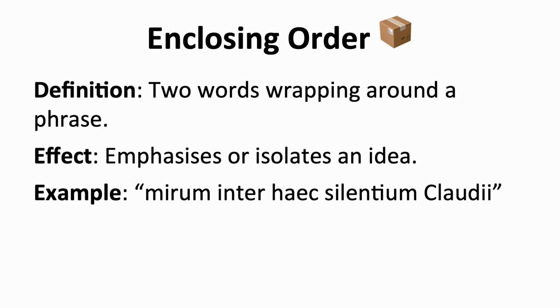Enclosing order, or hyperbaton, wraps a phrase around other words. Here we have mirum inter haec silentium Claudii. The words for strange and silence surround the interruption, right? It is literally enclosing what it's talking about. So it's a stylistic way of showing, I suppose, how detached or ineffective Claudius is here.